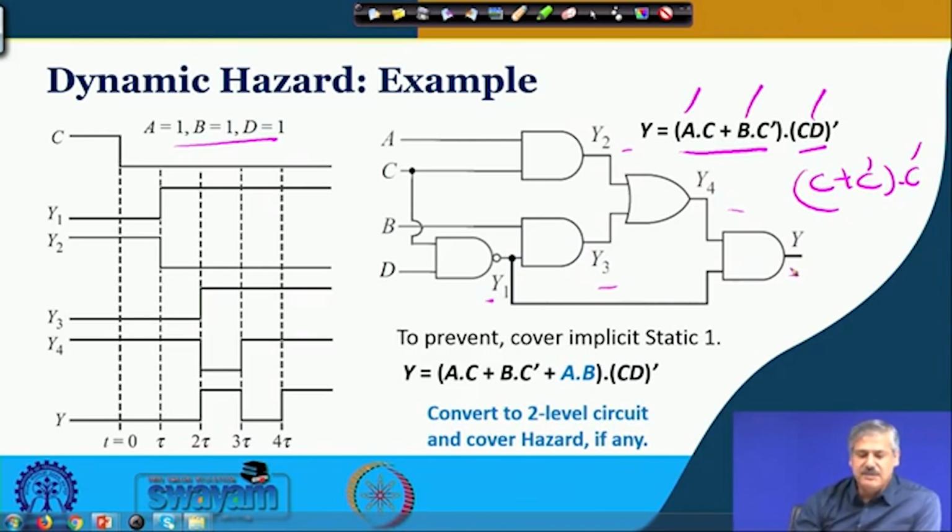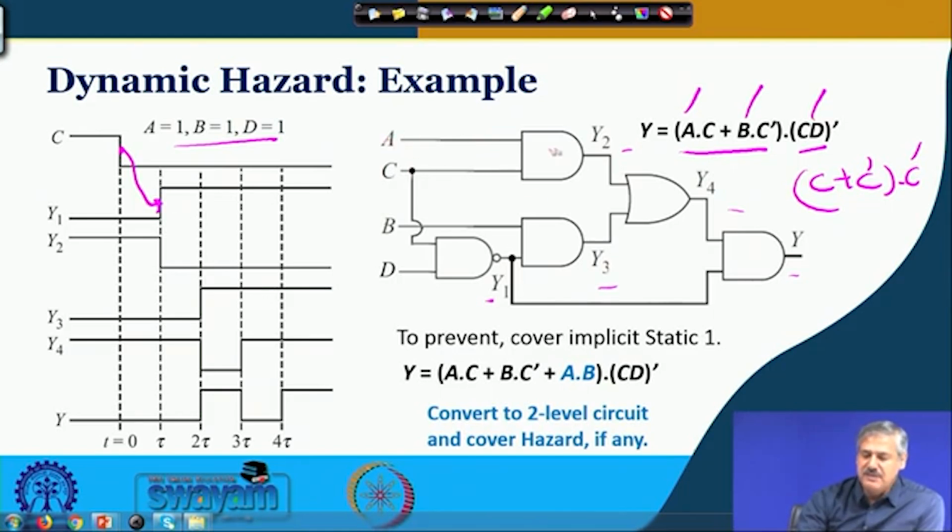So, C makes a transition from 1 to 0, and because of that y1 will go from 0 to 1, because D is held at 1. So, it will go to 1 after 1 propagation delay, fine. What happens to y2? y2 is an AND gate, right.